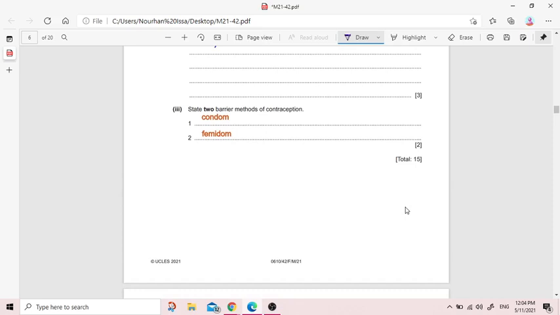Part three: State 2 barrier methods of contraception. The word barrier means that there is a structure separating between the female fluids and the male fluids. So what are the barrier methods? Maybe condom, maybe femidom, okay? And maybe also diaphragm. Diaphragm is also a barrier as it prevents the sperms from reaching the ova.